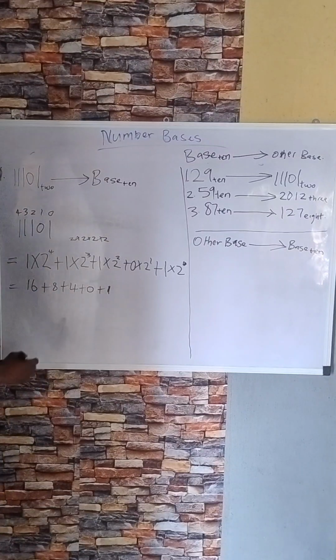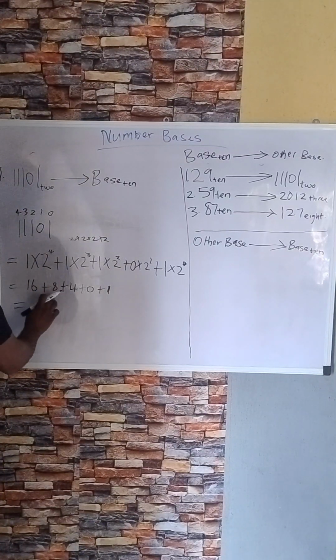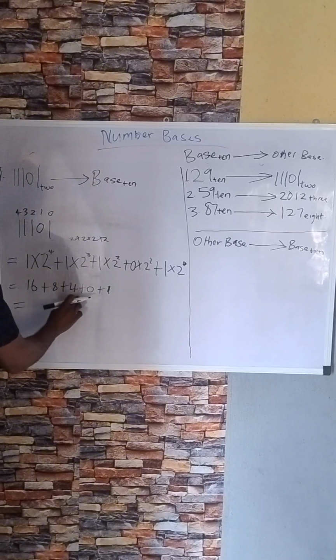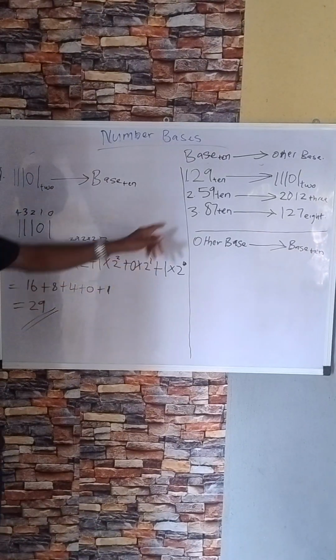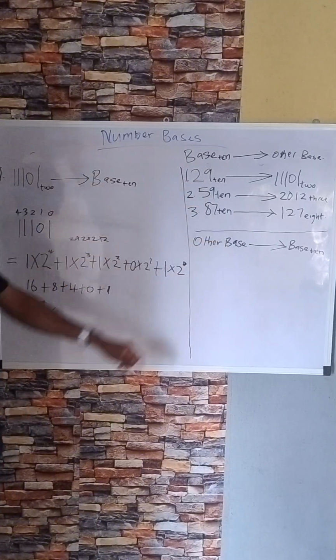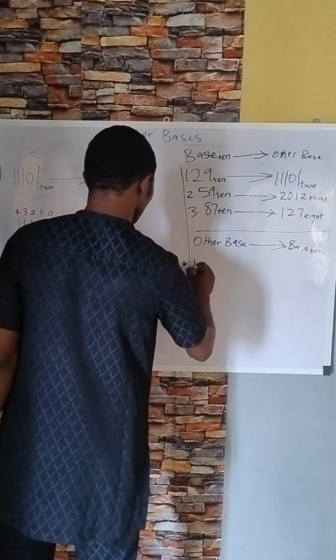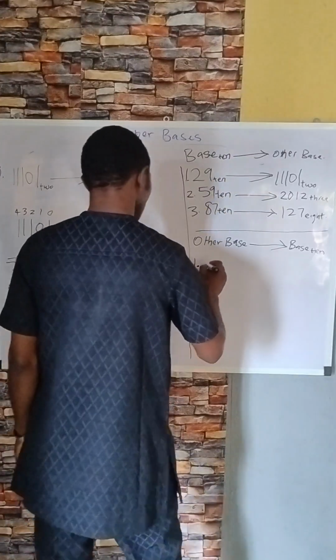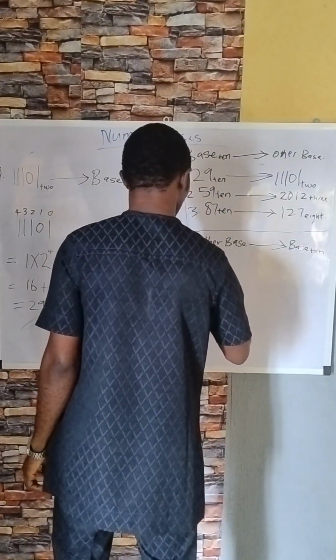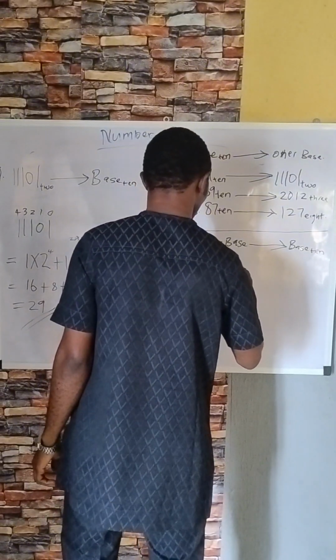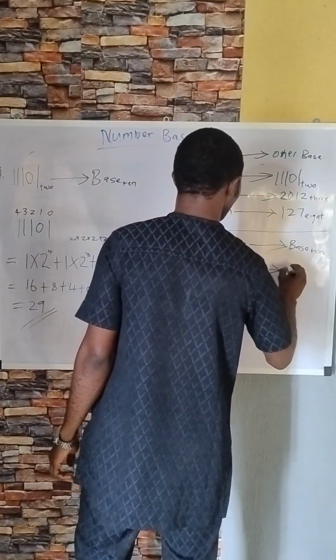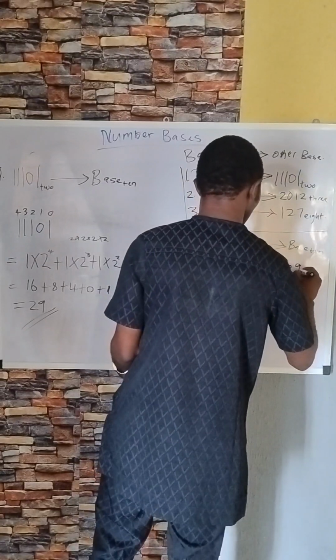So let's add this up. 16 plus 8 will give us 24, plus 4 will give us 28, plus 0 will be nothing, plus 1 gives 29. So 29 is our final answer. Let's check: 29 is still base 10. So our answer for this will be 11101 base 2 equals 29 base 10.